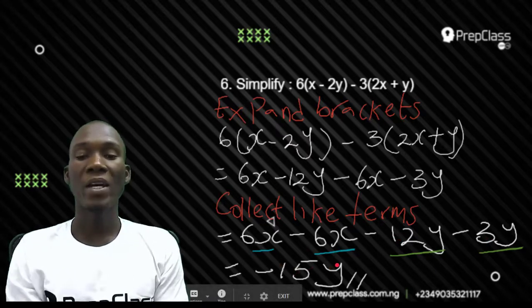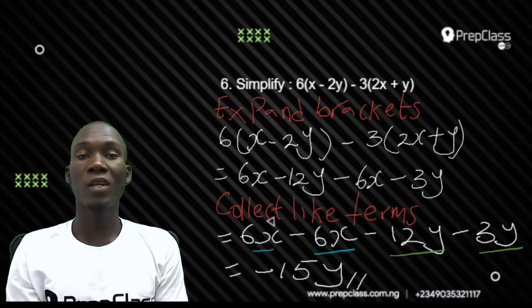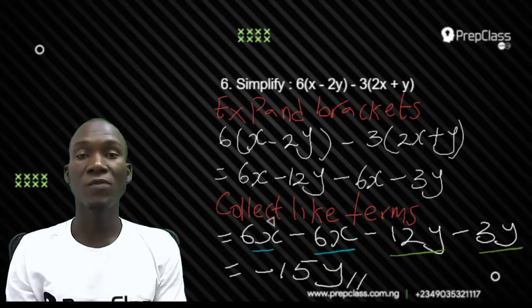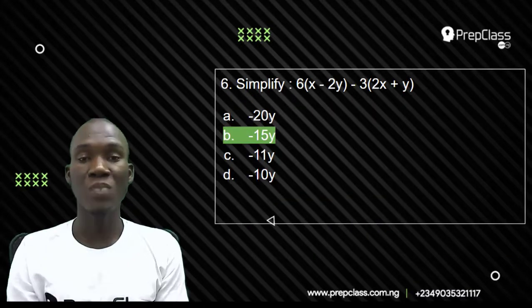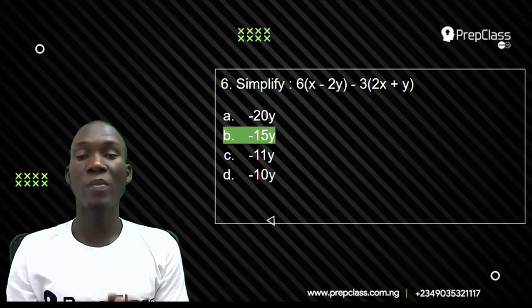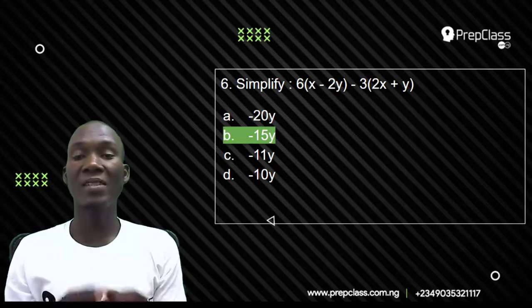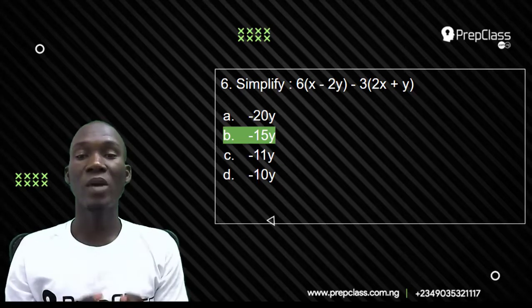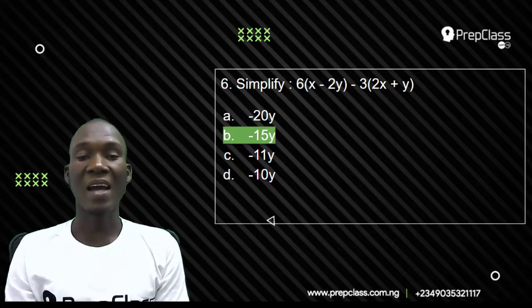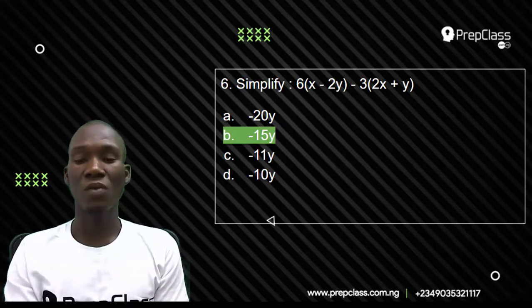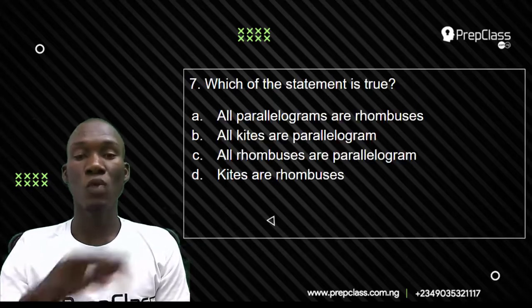So at this point, we've been able to simplify 6 into bracket x minus 2y close bracket minus 3 into bracket 2x plus y close bracket, and the result is minus 15y. And the correct option is option B. So to solve this, remember, first of all is to expand the bracket. After expanding the bracket, you simplify further to get the simplest answer. And the answer here is minus 15y. So we'll move to the next question.